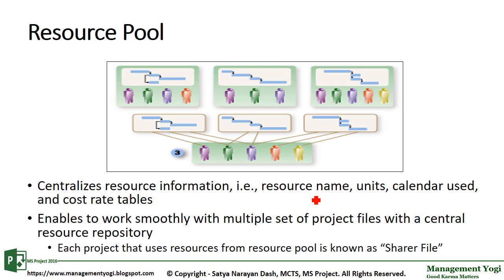Now, because all the information is centralized in the resource pool, if there is a conflict between a resource being used in one project or in another project, then that information will be available in the pool, and also it will be available to the projects which are trying to use that particular resource. Each project that is using a resource from the resource pool is called the sharer file, and this sharer file is linked to the resource pool.